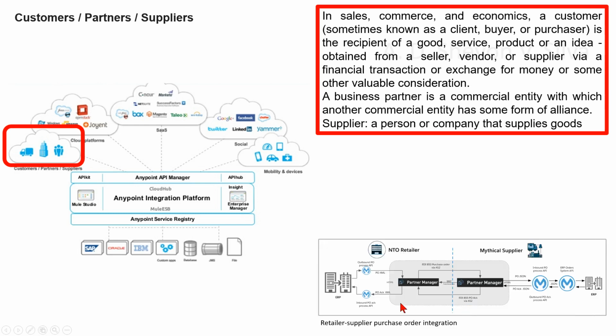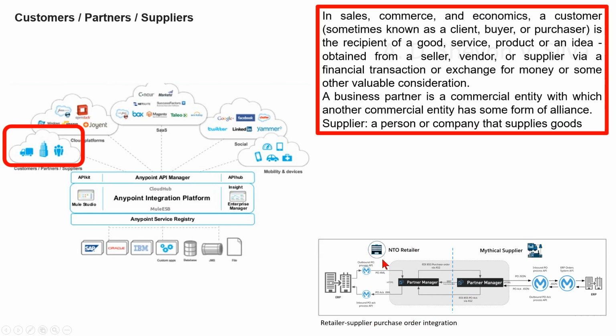Here you can see retailer supplier purchase order integration and a sample demo. It's a purchase order integration between fictional retailer NTO and supplier Mythical Supplier, and as part of the larger order to cash workflow, leveraging Anypoint Partner Manager. This demo covers the following functional aspects.